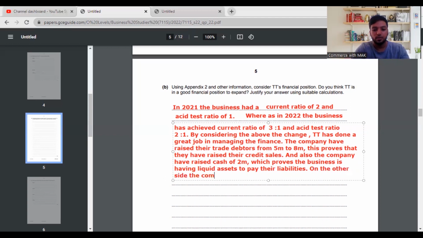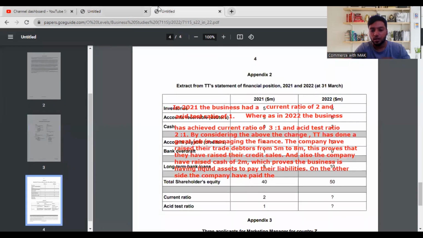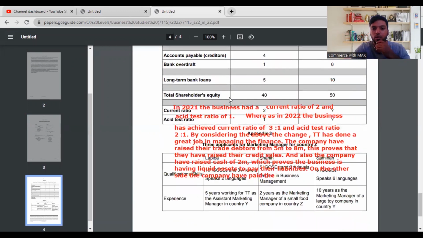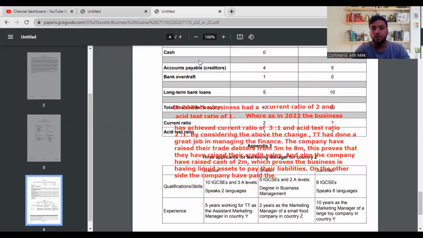the company have paid. So they have paid, we saw this here, let me check. They have long-term bank overdraft 1. You can see here, now it's 0. So they have paid the bank overdraft, but only accounts trade payables is increasing. So that's somewhat fine. You can pay.